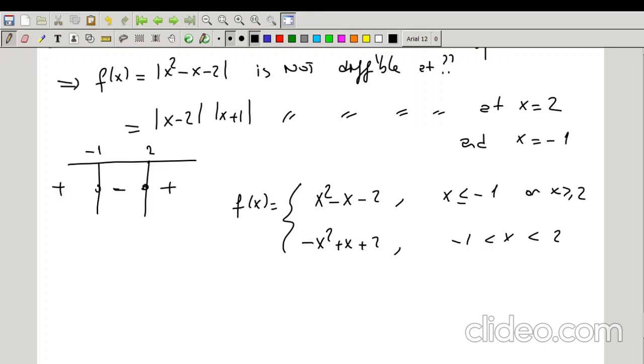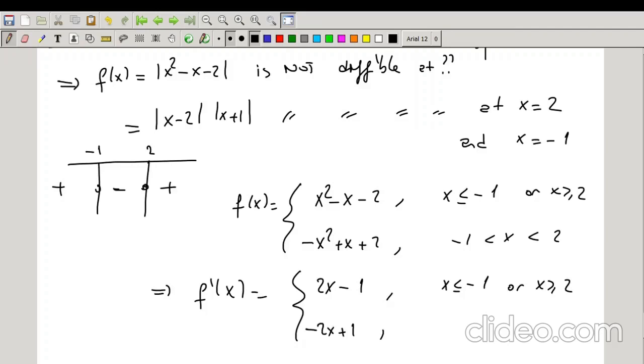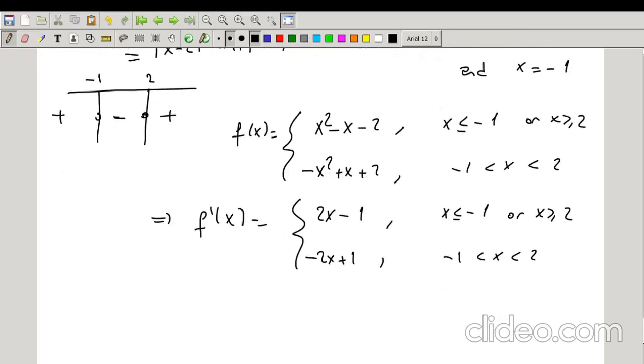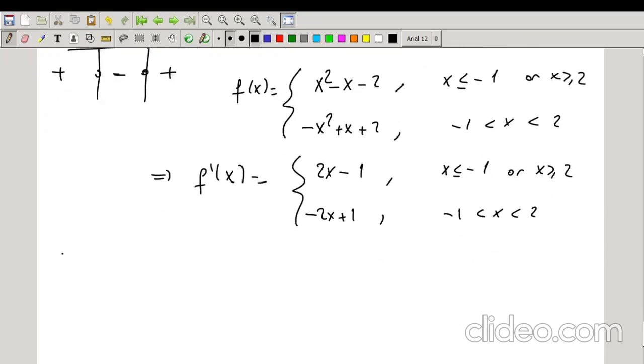Okay, if you consider that function, then you can say f prime of x will be 2x minus 1 whenever x is smaller than or equal to minus 1 or x is greater than 2, and minus 2x plus 1 whenever x is between minus 1 and 2. So this is not a necessity, but just see the detail of calculation. So in other words, we can write the following conclusion.